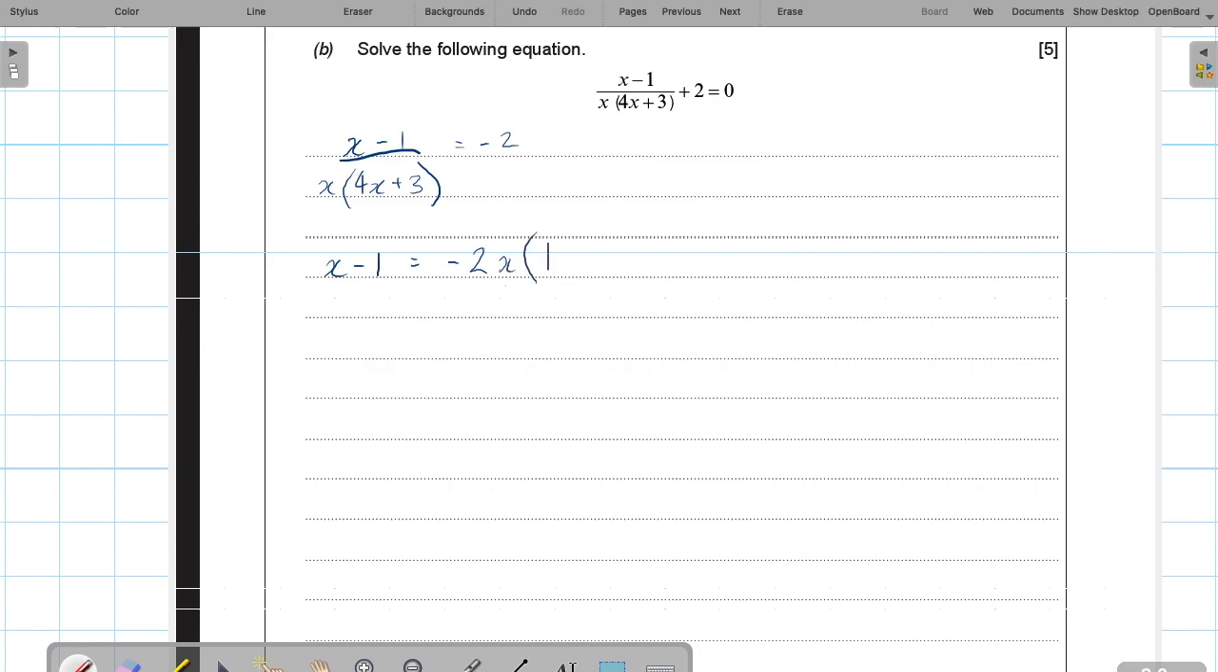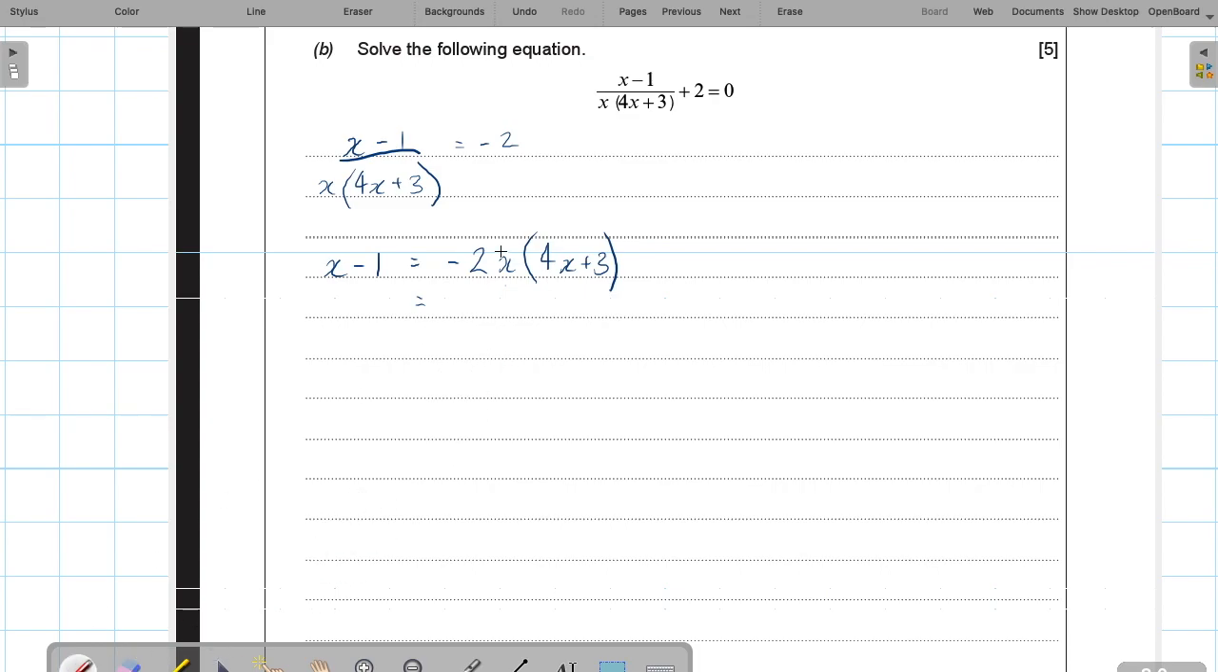x 4x plus 3. So I'm timesing both sides by that, so it cancels the bottom here and it just leaves it up here on the right hand side. I'm going to expand the brackets on the right hand side now. So expand the brackets on the right hand side.